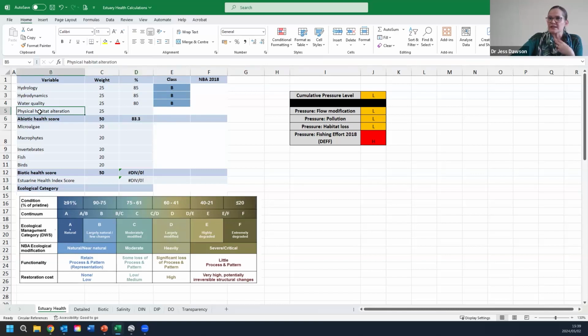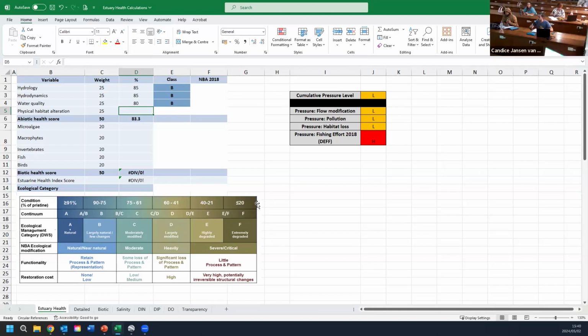So the final one we want to add is the physical habitat alteration. So how much do you think the habitat has changed? The sediment, the amount of intertidal or subtidal, the depth of the estuary, how much that has changed compared to its natural state. And that was being removed, I would guess it could be closer to 70, but other than that, there hasn't seemed to be much change.